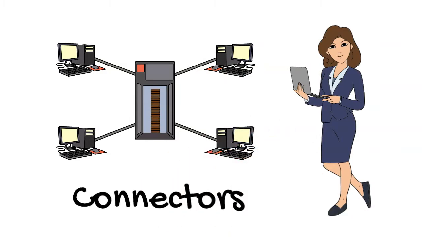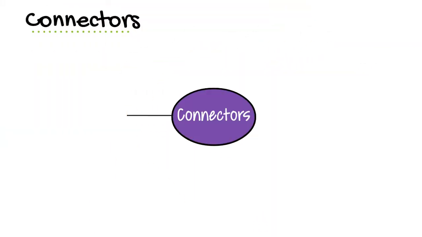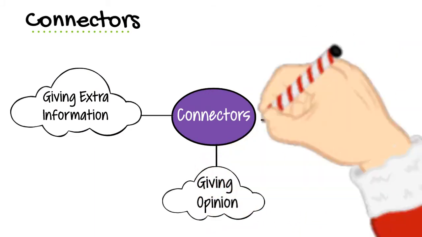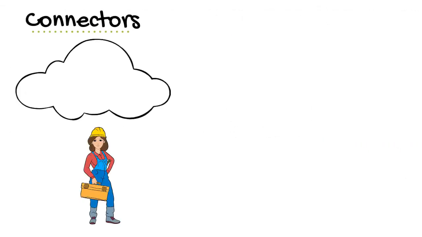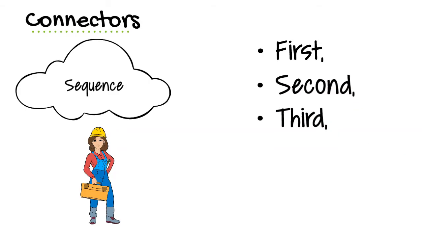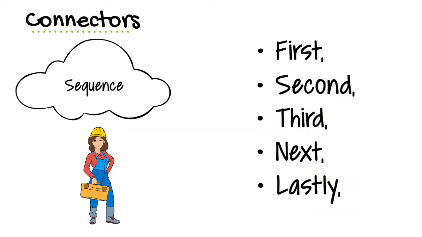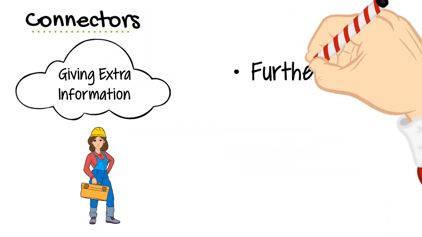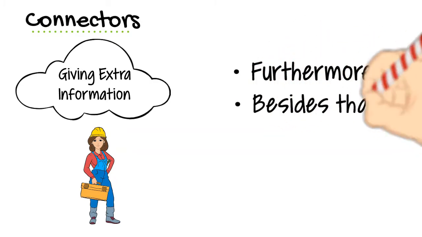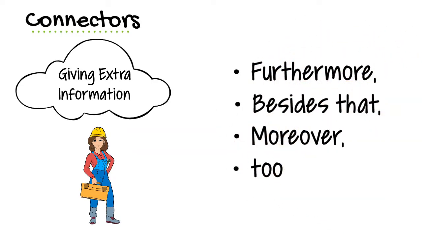Next section, connectors. Your essay will be very boring if there are no linking words or connectors to connect your ideas together. What are the linking words we need? When we are writing a formal letter, we can use sequencing connectors. For example, first, second, third, next, lastly. When we want to give extra information, we can use furthermore, besides that, moreover, and too.